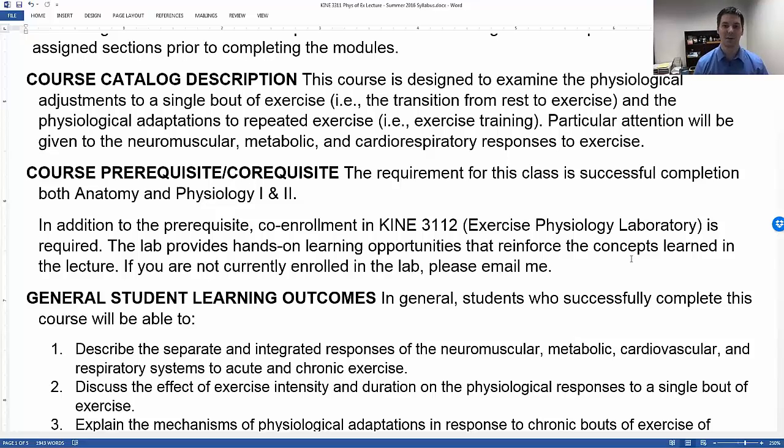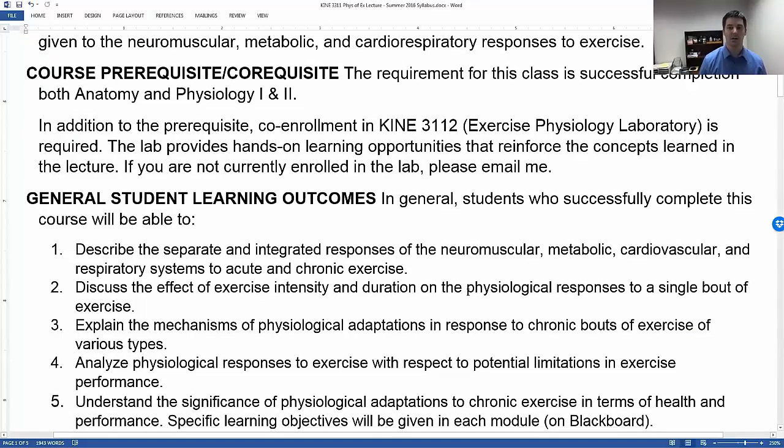And so we'll really focus in on three main areas and then hit some special topics. Those three main areas are neuromuscular, metabolic adaptations, and cardiorespiratory responses to exercise. As a prerequisite, this course requires successful completion of A&P 1 and 2. The reason that we do this is because I assume that you already know all of this.